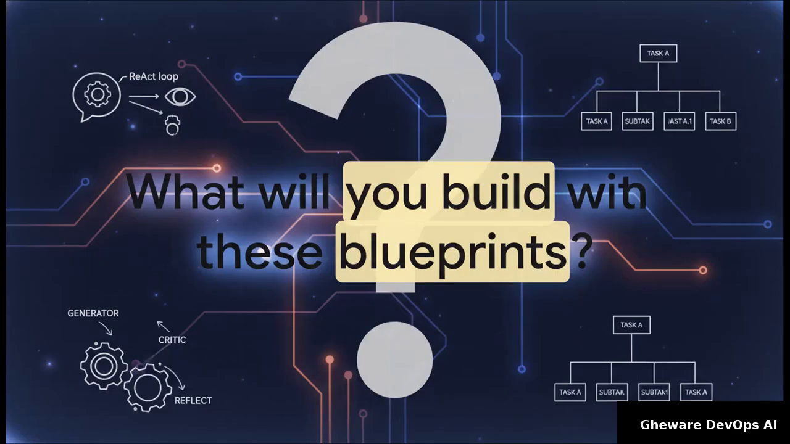So, we've moved beyond the black box of the LLM. We've seen that the true power to build robust, reliable, and intelligent systems lies in the architecture we choose. React for action, reflection for quality, and planning for complexity. These are the blueprints. The only question left is, what will you build with them?